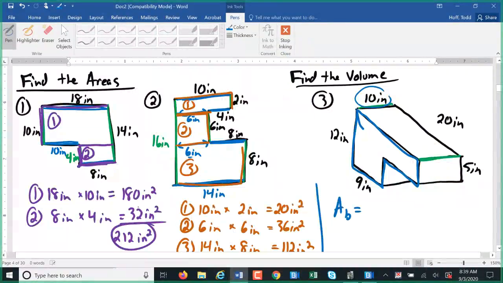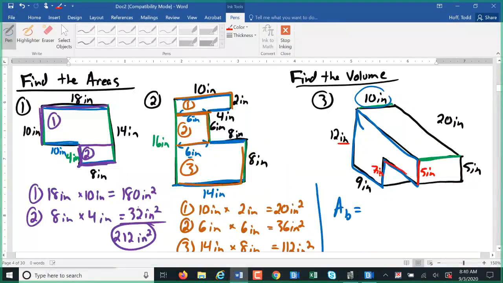A with the little b by it stands for area base. Now to find that, I need some missing dimensions here. This one here is going to be 7 inches. How do I get that? Well, this is 5 inches. The 5 and the 7 have to add up to the 12 because those are my vertical dimensions.